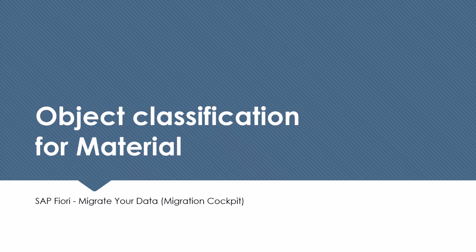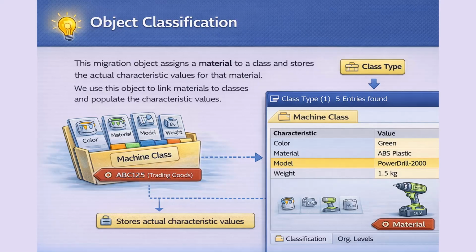In this lecture, I will demonstrate how we can migrate data related to object classification for material by using the SAP Fiori app Migrate Your Data. We have already migrated the characteristics and classes for a material in the previous lectures, and now we have to migrate object classification for materials in this lecture.